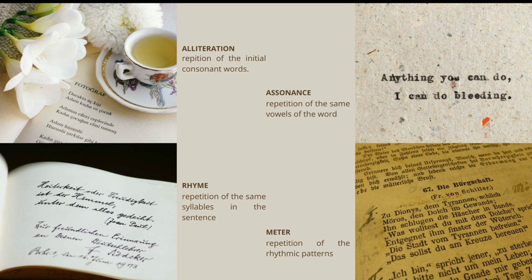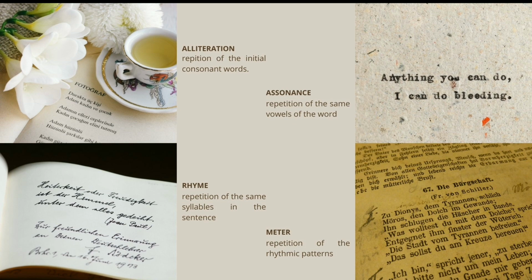The next one is the rhyme. It is the repetition of the same syllables in the sentence. So it talks about the syllables of the words in the sentence. For example, "Baa baa black sheep, have you any wool? Yes sir, yes sir, three bags full." So there is a syllable that is being repeated.